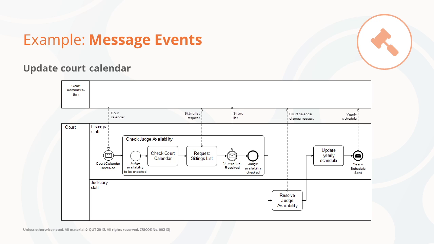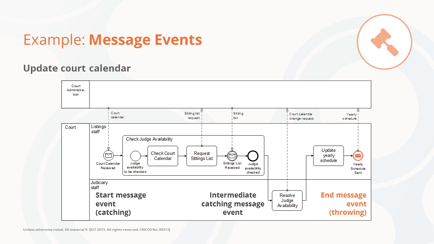the process completes. In this example, we use a start message event to trigger the process upon the receipt of the court calendar, an intermediate catching message event to receive the sittings list, and an end throwing message event to send the yearly schedule out.